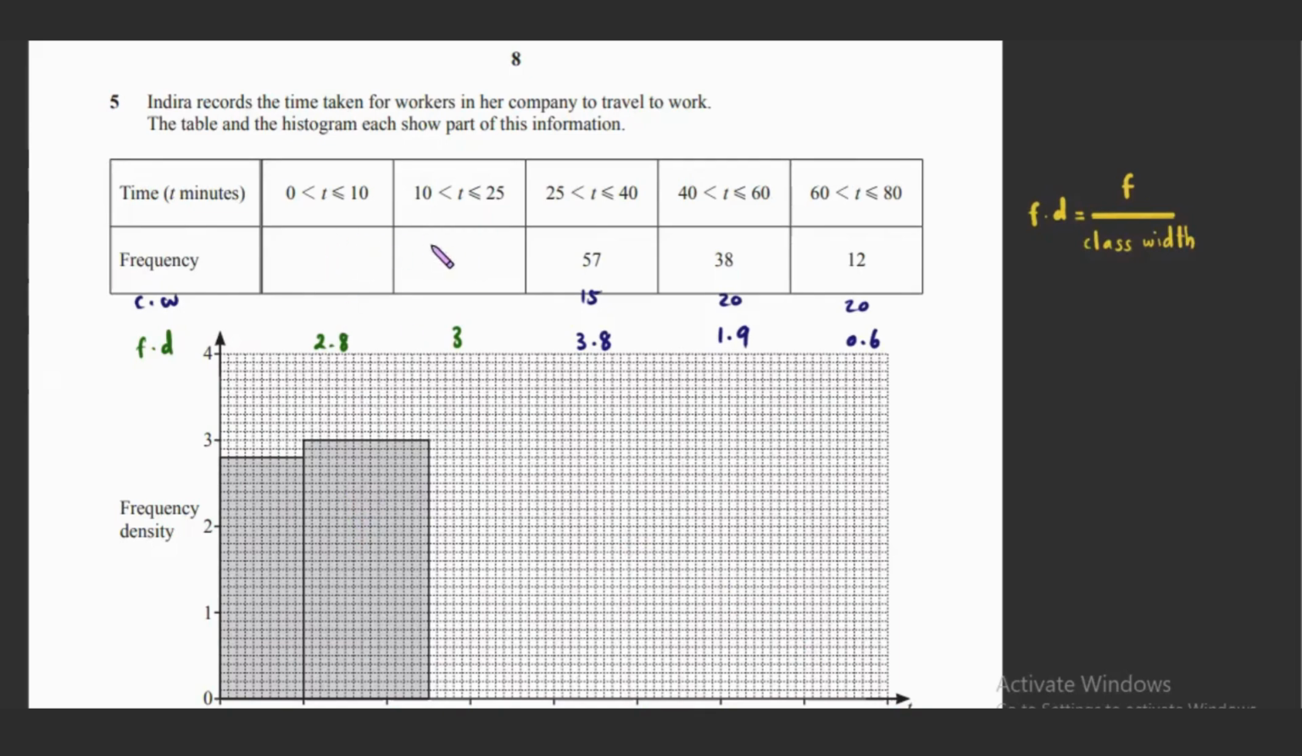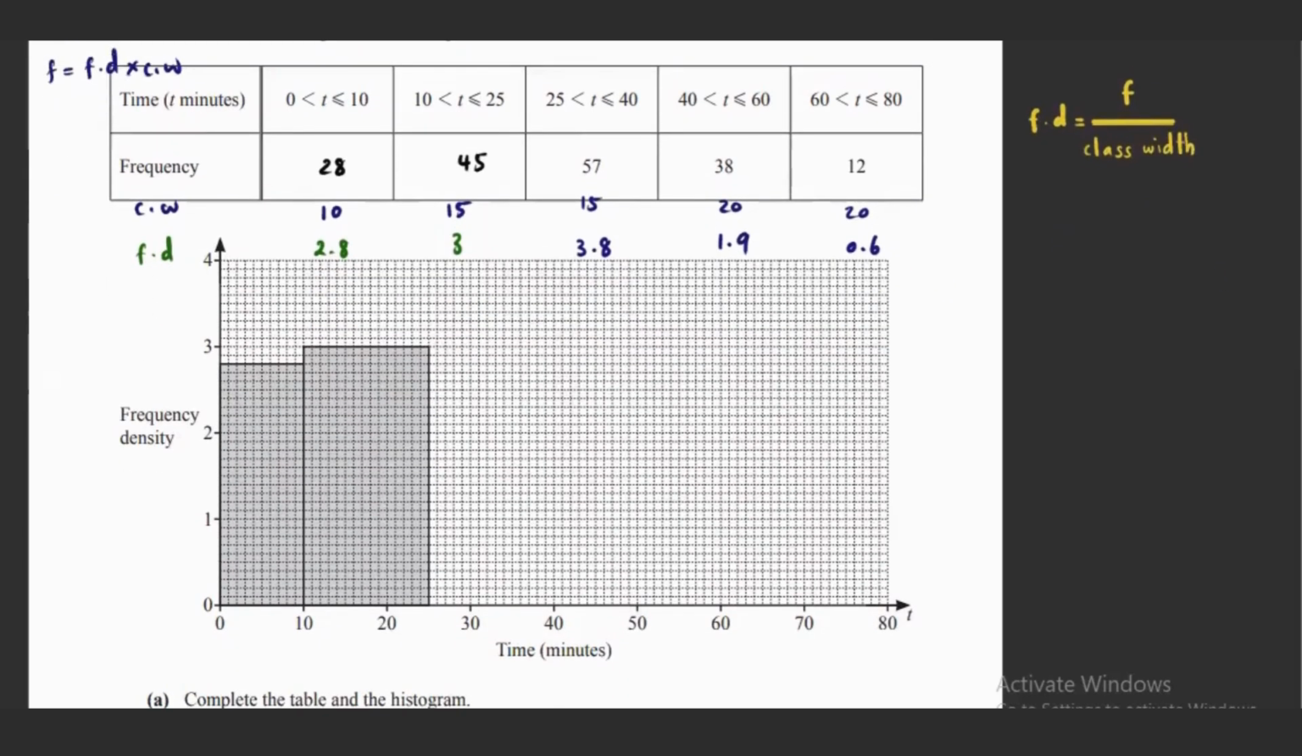Now we need to calculate the frequency here, but we can find the class width. So 0 to 10 has a class width of 10, 10 to 25 has a class width of 15. Now, frequency density is frequency over class width, which means to calculate the frequency, I need to multiply the frequency density by the class width. So 10 and 2.8, when I multiply it, I get 28. 15 and 3, when I multiply, I get 45. So now we have completed the frequency table. Now let's draw the histogram.